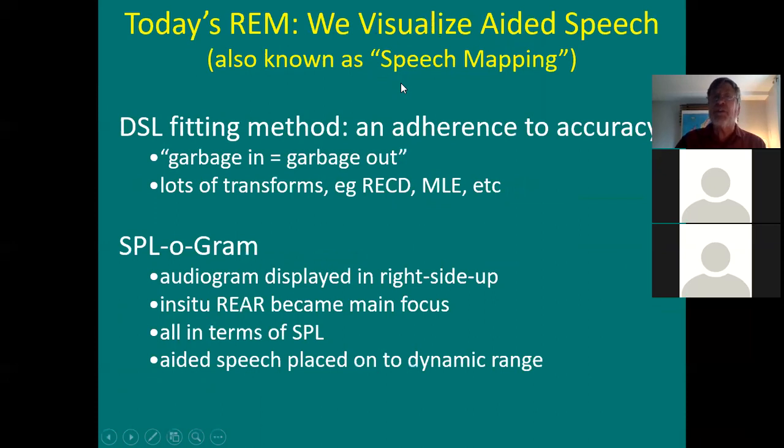With today's real ear measurement, we visualize aided speech, also known as speech mapping. And with DSL, they are the ones who really brought today's real ear into being. It was DSL that did it. They were the ones that insisted on moving from HL to SPL, showing hearing loss in SPL, showing the targets in SPL, showing the loudness discomfort levels in SPL, everything. So that everything, hearing loss and hearing aids, are being read in the same language, namely dB SPL.